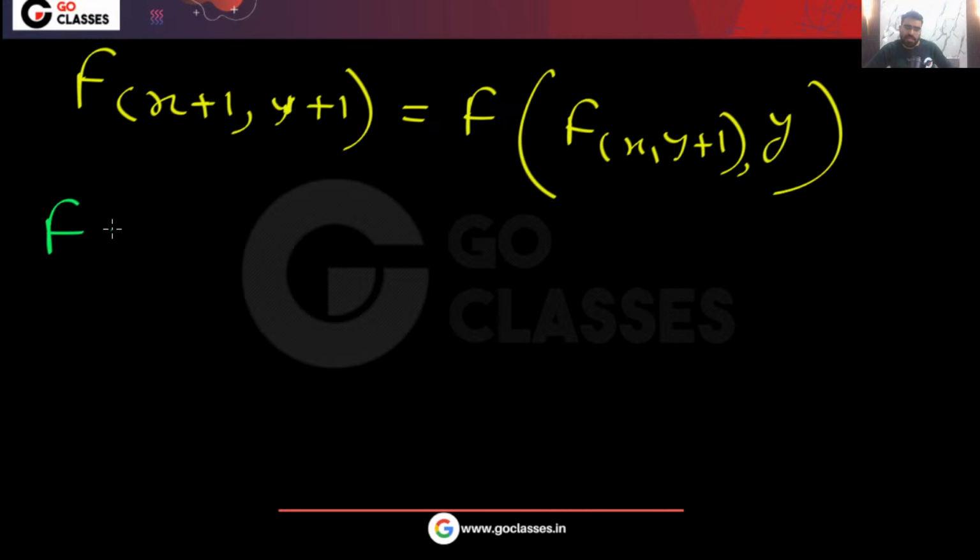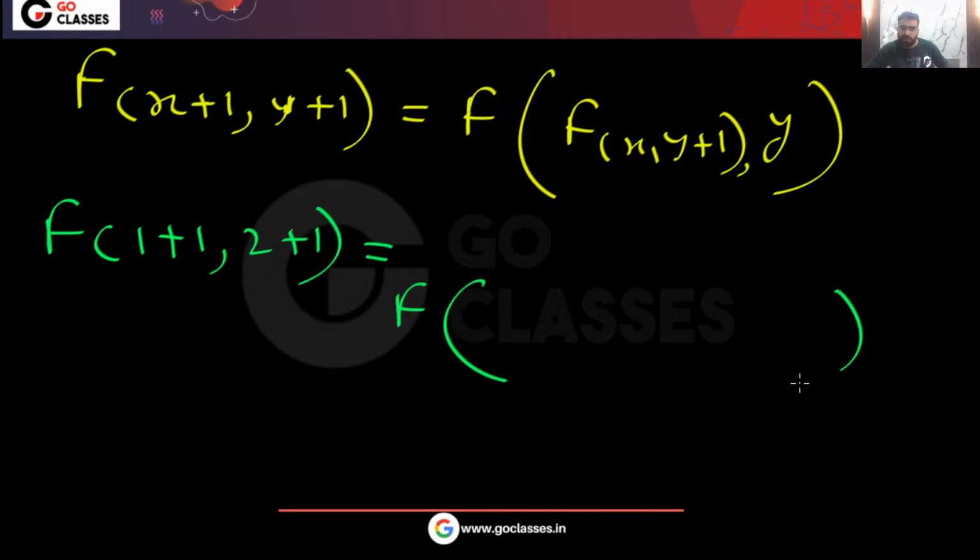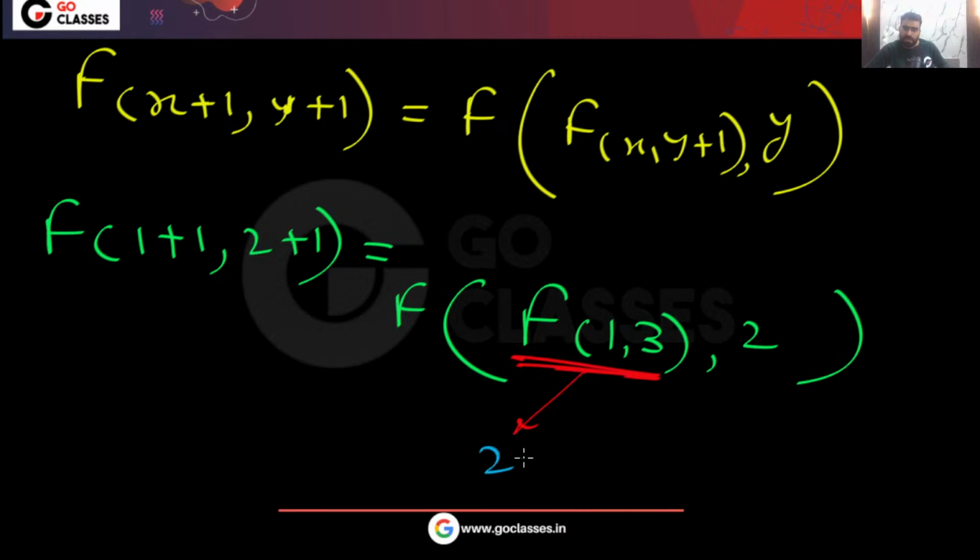So you can easily see, if you have f(1+1, 2+1), in this situation what can you say? It will be f(f(1,3), 2). So what is f(1,3)? That is 2y, which is basically 6, because this is basically y. Is this clear?